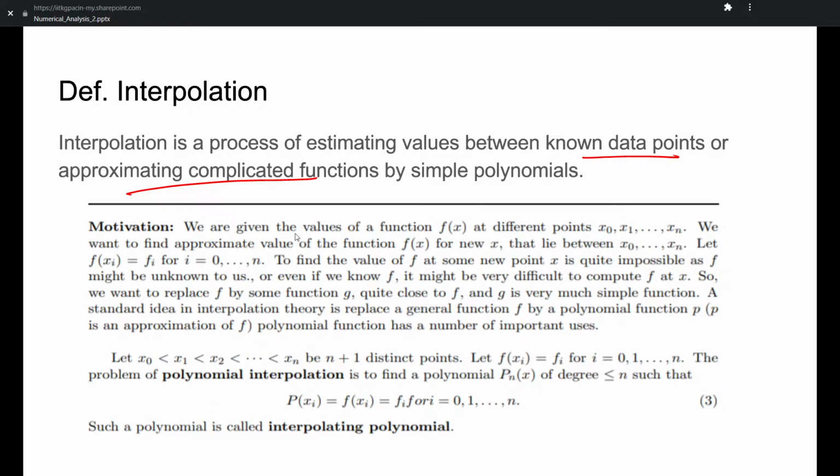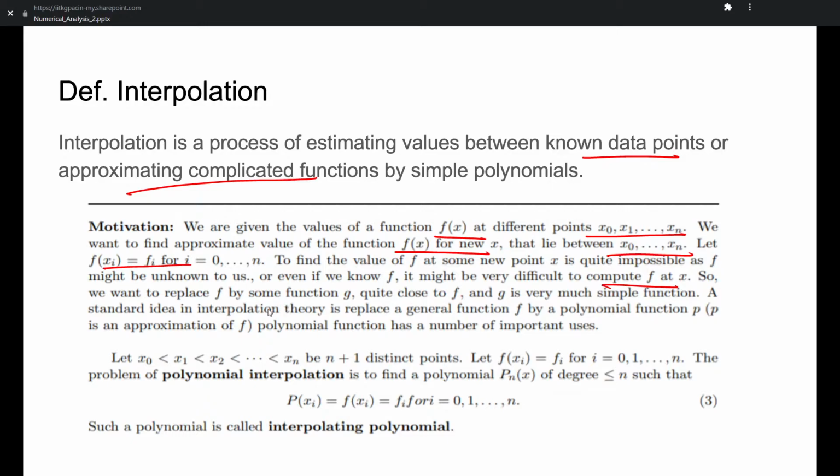Let us say we are given values of the function f(x) at different points x0 to xn. Now we want to find the approximate value of the function f(x) for a new x that lies between these points. So let f(xi) = fi for i = 0 to n. To find the value of f at some new point x is quite impossible, as f might be unknown to us, or even if we know f, it might be very difficult to compute f at x.